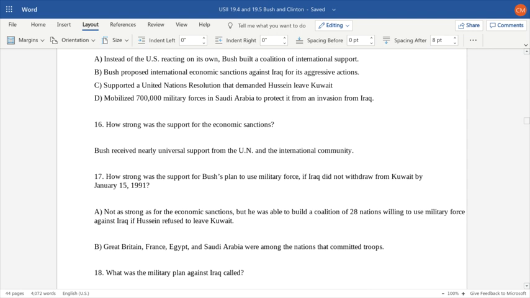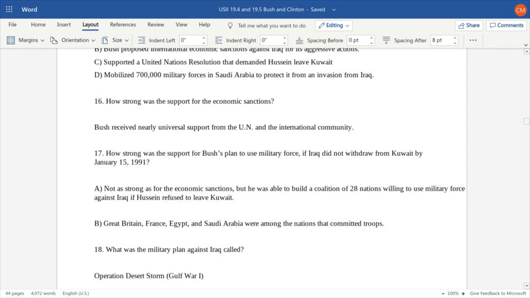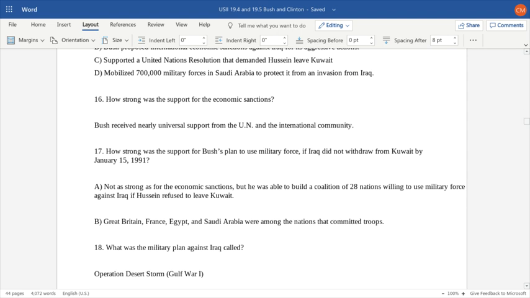Now the support for military action in Iraq was not quite as strong as it was for economic sanctions, but he was able to get 28 countries who were willing to commit troops in a joint military effort against Iraq if Hussein refused to leave Kuwait. Even countries like Egypt and Saudi Arabia were willing to commit troops to the war effort. So obviously this is a unique situation where countries that you would not naturally think would be American allies were allies during this conflict.